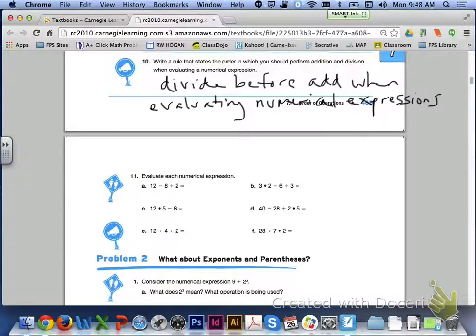So if we look at number 10 at the bottom of page 465, a rule then that we could write, much like we did for multiplication, we want to make sure that we divide before we add when we are evaluating numerical expressions. Take a look at number 11 at the top of page 466. It asks us to evaluate each numerical expression. Go ahead and do letters A through F. And remember to think about the rules that we came up with over the last couple of pages to help you come up with your answers.